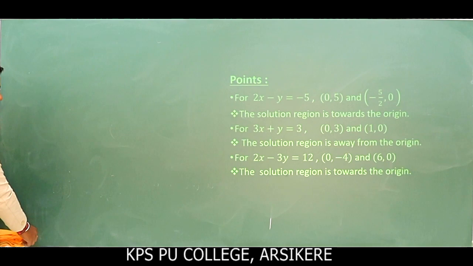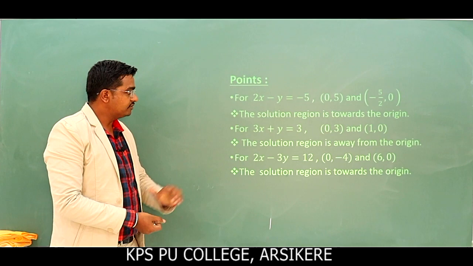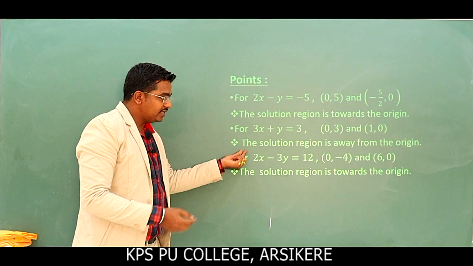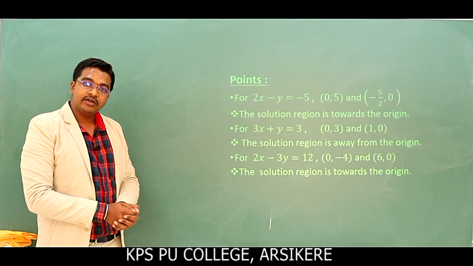Okay. Here, for the first corresponding point, the solution region is towards the origin. For the second one, 3x plus y is equal to 3, and for the corresponding points, the solution region is away from the origin. For the third one, follow the same here, the solution region is towards the origin. Now let's draw the graph.